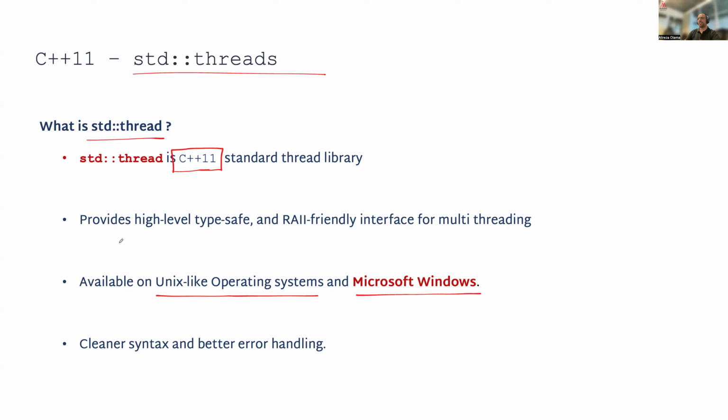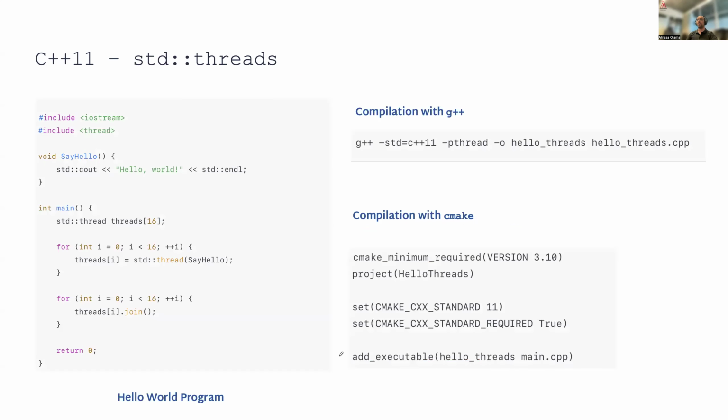And it provides a high-level interface for multi-threading. It is using that RAII thing that I talked about. And it's also compatible with C++ standard algorithms. And finally, it has a cleaner syntax, and it provides better error handling. So it's a little bit easier to work with compared to pthread. So let's see how we can use it.